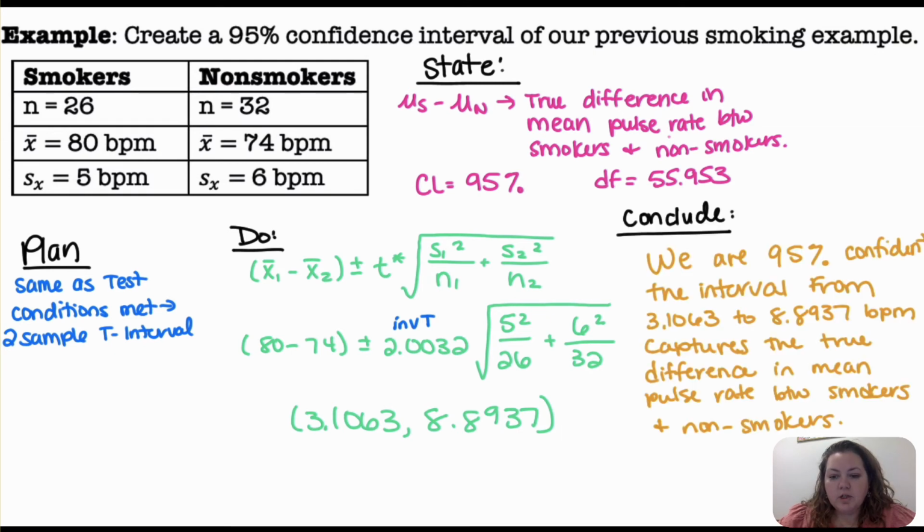And my conclusion, we could say we are 95% confident the interval from 3.1063 to 8.8937 beats per minute captures the mean pulse rate between smokers and non-smokers. All right, so my interval is completely positive. I did smokers minus non-smokers. So I know that smokers have a higher beats per minute by about 3 to 8 beats per minute.